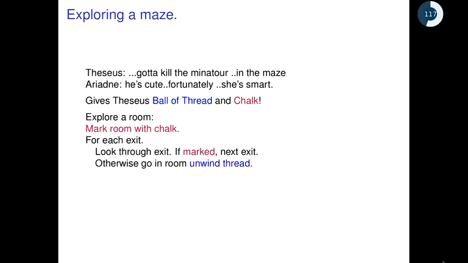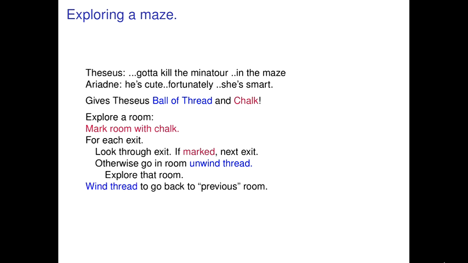Otherwise, you go in the room, and what you do is you unwind the thread. I gave you this thread. Stick one end at the entrance, and as you go in, unwind it when you go into that room. Then you look around the room. You see if the Minotaur's there. Then you mark the room, and when you look at all the exits, if all the exits are marked, the other side of the exit is marked, you go ahead and leave the room. You go backwards. You go back where you came from.